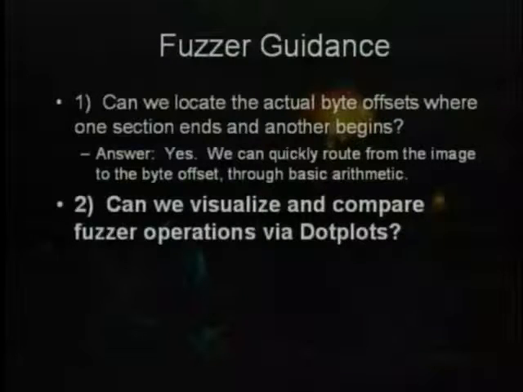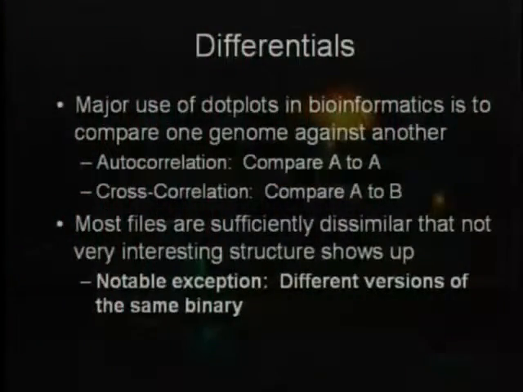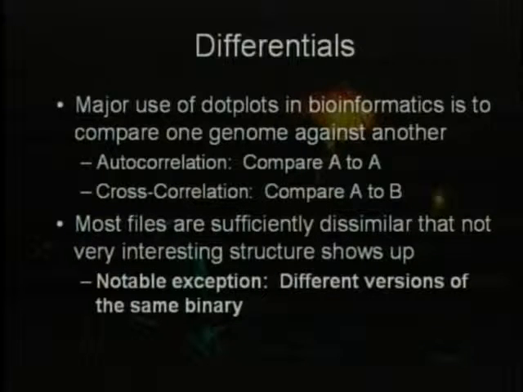So, can we visualize and compare fuzzer operations via dot plots? Well, a major use of dot plots in bioinformatics is actually to compare one genome against another. Thus far, what I've shown you is autocorrelation. That's where you take a file and you compare it against itself. We can actually do something much more interesting, and that would be cross-correlation. That's when you compare a file to a different file. Now, most of the time, this yields crap.